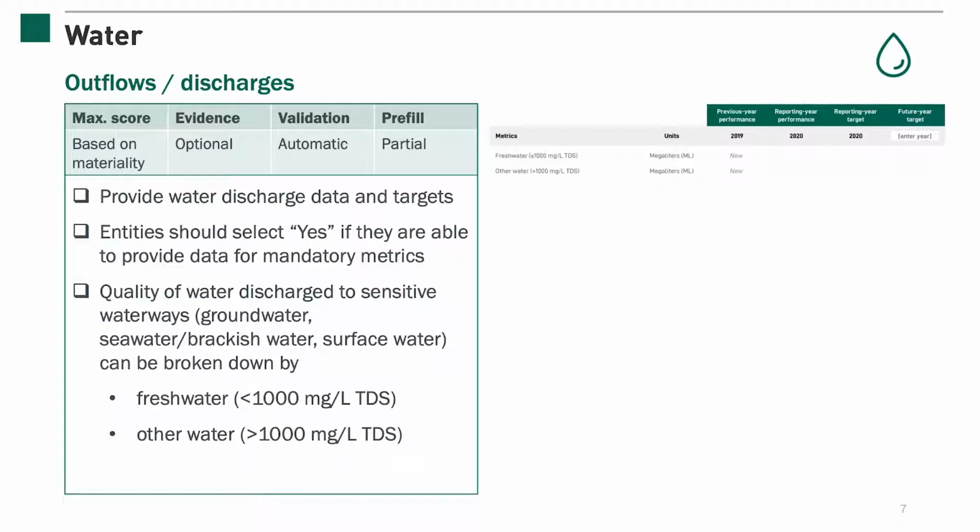The first table, quality of water discharged to sensitive waterways, only concerns water discharged to groundwater, seawater or brackish water, and surface water. It is split between fresh water and other water. Other water is any water that contains more than 1,000 milligrams of total dissolved solids, or TDS, per liter.